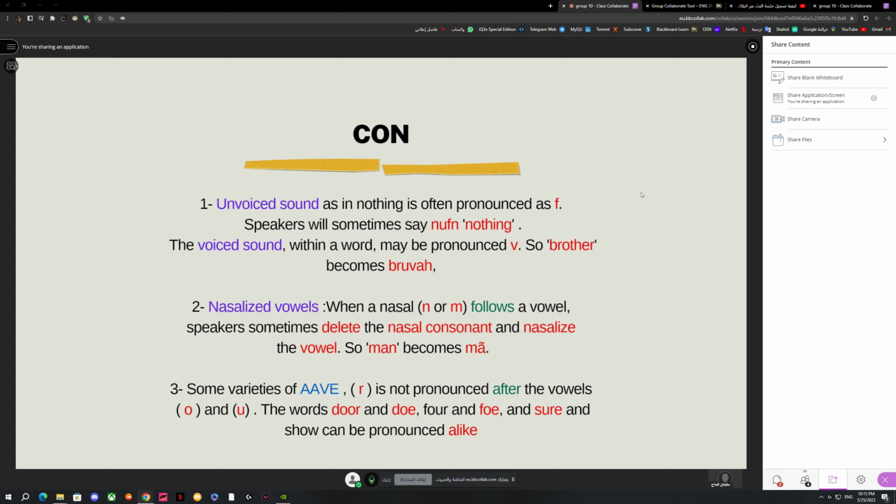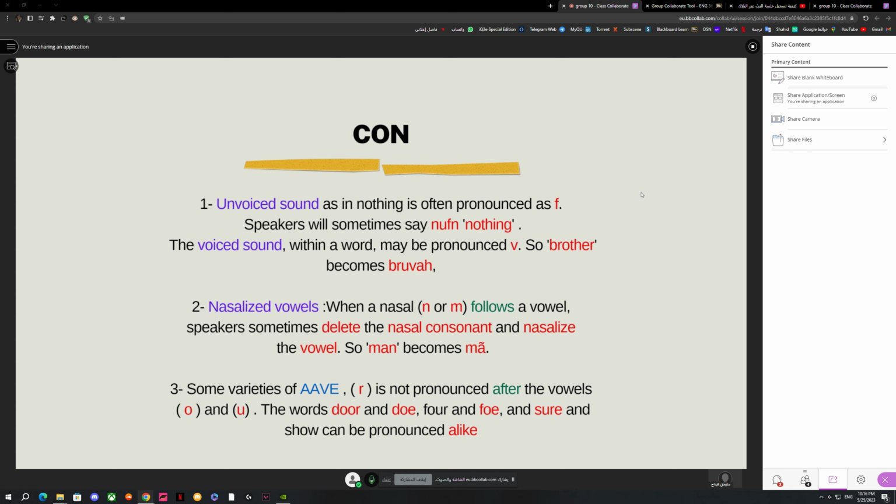The voiceless th sound in nothing is often pronounced as f. Speakers will sometimes say nuffin for nothing. The voiced th sound within a word might be pronounced v, so brother becomes brovver.